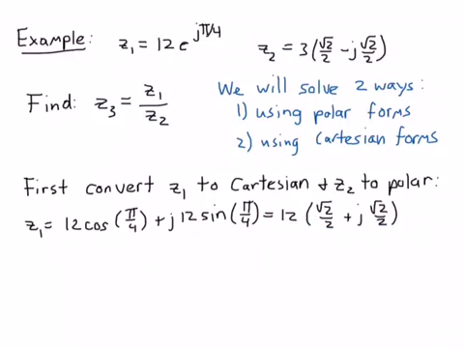Alright, so that's straightforward. Now let's convert z2, this number here, to polar form. Now one thing we could do, we could almost immediately recognize, well, this looks very similar to this, with the exception of the sign of the imaginary part. So we expect that z2 is also going to have an angle of pi over 4, but because of the negative sign of the imaginary part, it's going to be minus pi over 4.